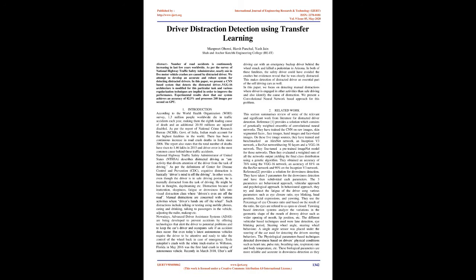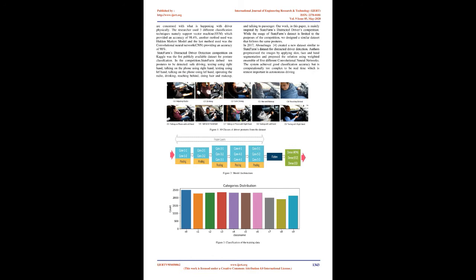Distraction because of inattention, sleepiness, fatigue, or drowsiness falls into the visual distraction class where drivers' eyes are off the road. Manual distractions are concerned with various activities where drivers' hands are off the wheel. Such distractions include talking or texting using mobile phones, eating and drinking, talking to passengers in the vehicle, adjusting the radio, makeup, etc. Nowadays, advanced driver assistance systems, ADAS, are being developed to prevent accidents by offering technologies that alert the driver to potential problems and to keep the car's driver and occupants safe if an accident does occur.